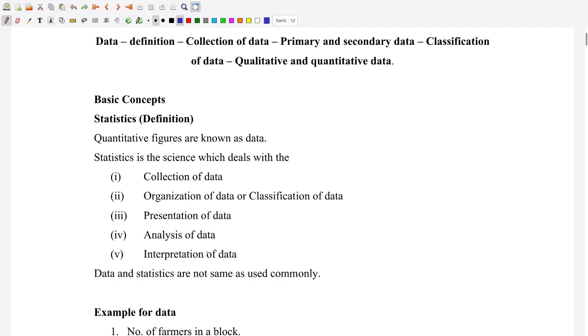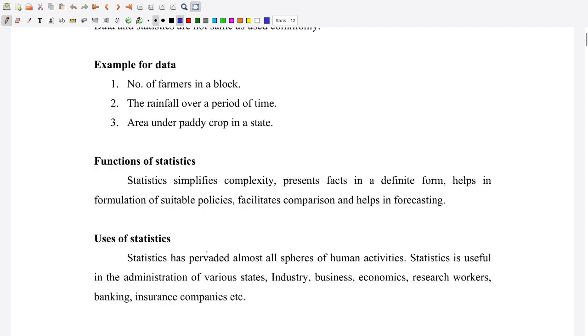An example for data is, for example, the number of farmers who are working in a block, or the rainfall which has happened over a period of time, or the area of some field that you have to study, or for which the crop has been sown, right? So this is the basic.